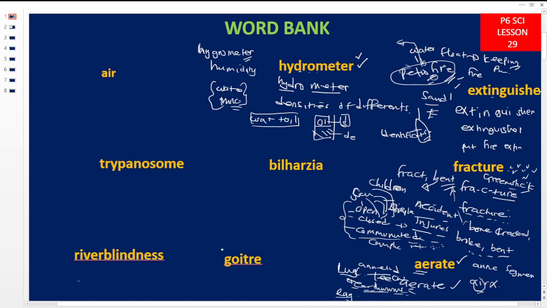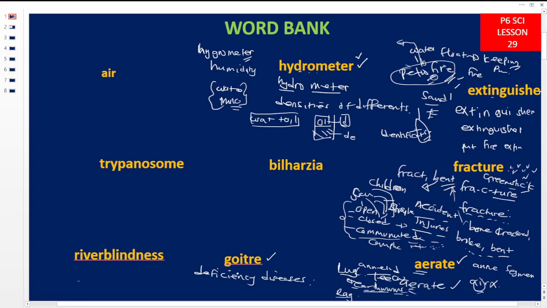Okay, so we have this other word. This is a disease, and which disease is this? It is a deficiency disease. What are deficiency diseases? Deficiency diseases are the diseases we get due to lack of certain food nutrients or certain food values in our bodies.